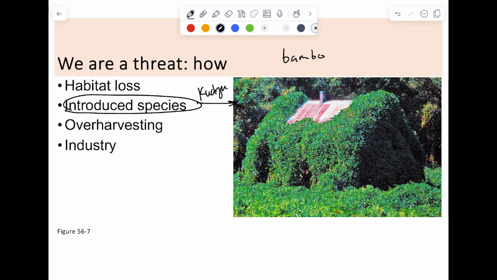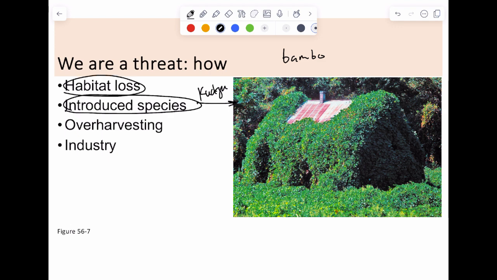So if you want to have bamboo, you need to put it into a pot. You need to trap it. Otherwise, it will grow everywhere. It's an introduced species that, under the right circumstances, is okay, but under the wrong circumstances, will wreak havoc on whatever place you put it. Because we don't happen to have, like, pandas running around eating all of our bamboo.